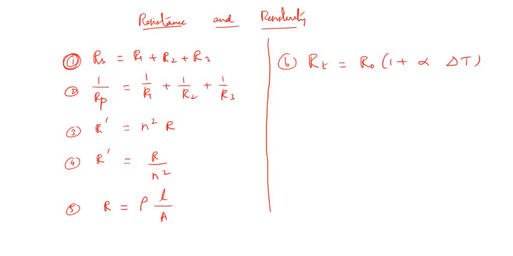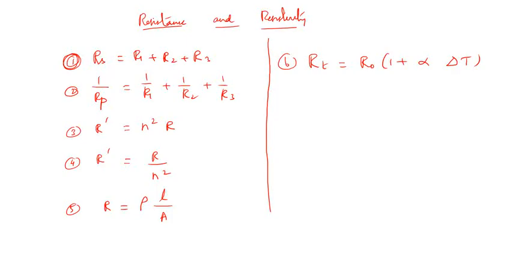Rs is equal to R1 plus R2 plus R3, that is for effective resistance in series. For parallel, it is 1 by Rp is equal to 1 by R1 plus 1 by R2 plus 1 by R3, that is for effective resistance in parallel.